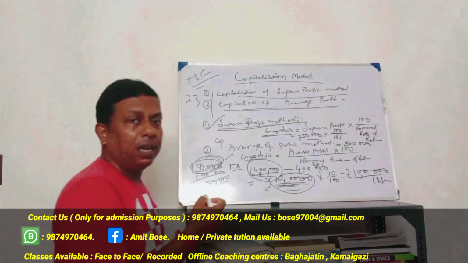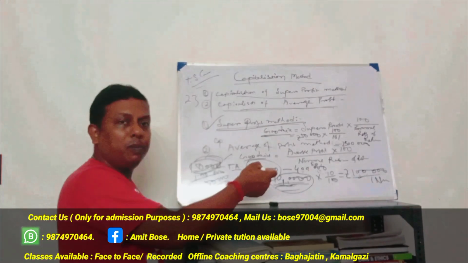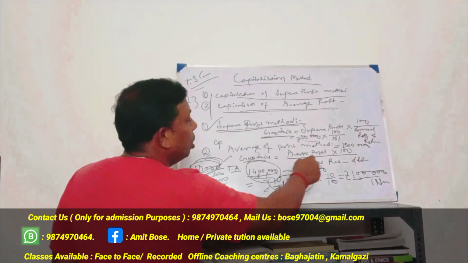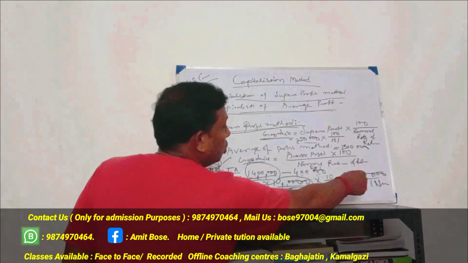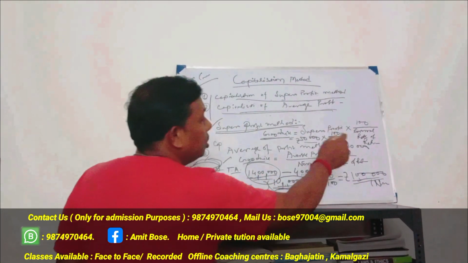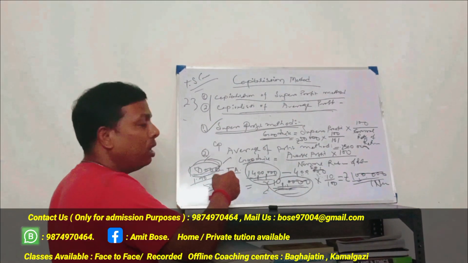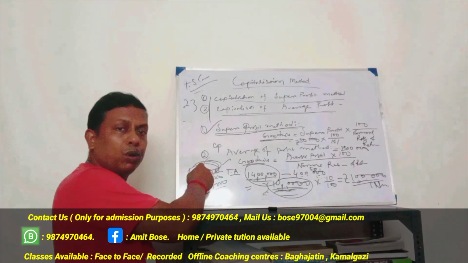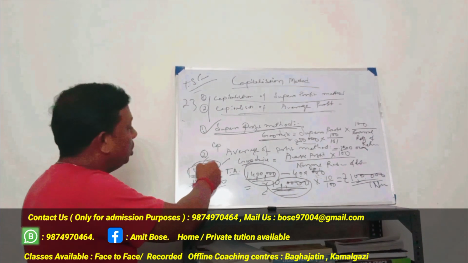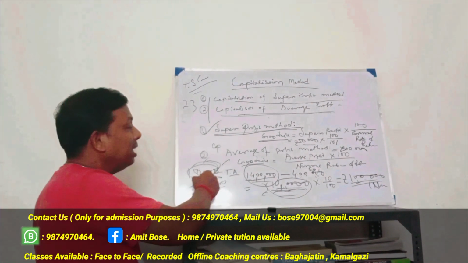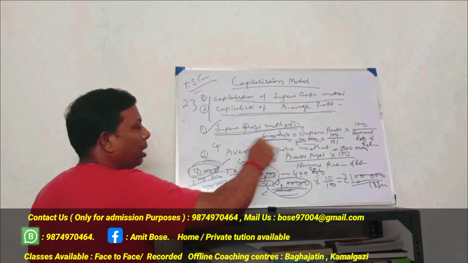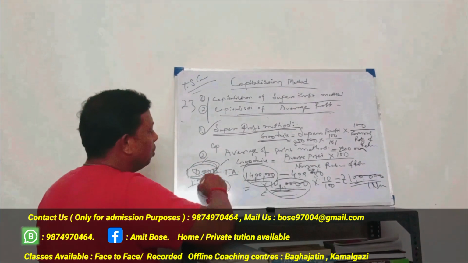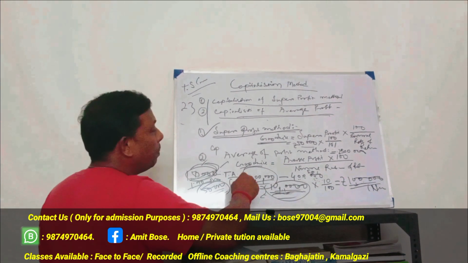So the normal rate of return in such type of business is 10%, which is given in the problem. So 10% of 10 lakh comes to 1 lakh. What is 1 lakh? 1 lakh is normal profit. Then you put the formula of super profit: average profit minus normal profit. Average profit is already given in the problem: 1,50,000 minus 1 lakh normal profit. So 1,50,000 minus 1 lakh, that is 50,000, is the super profit.